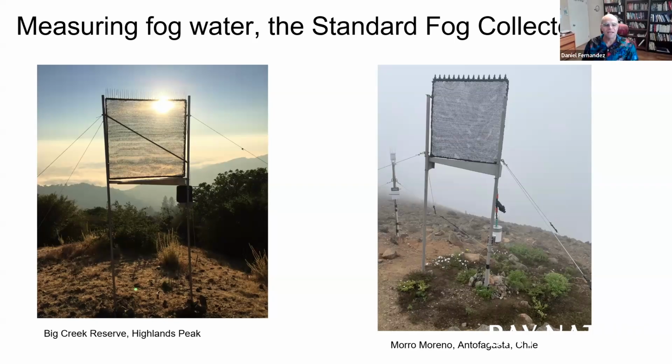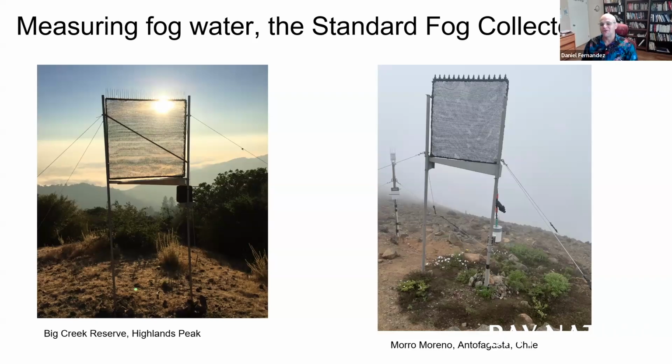On the left, you can see a fog collector that I deployed in Big Sur several years ago at Big Creek Reserve, which is owned by the UC system. On the right, you can see a similar fog collector deployed in central northern Chile, outside of a city called Antofagasta. This is actually the first site where they ever deployed these types of fog collectors, in the 1960s. And you can see underneath why perhaps it is such a good site.